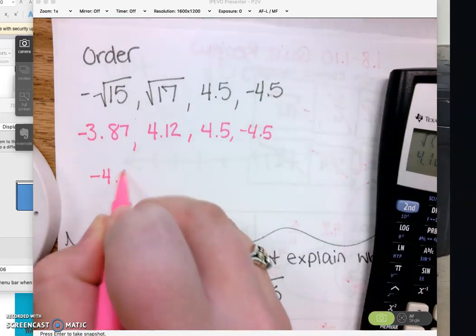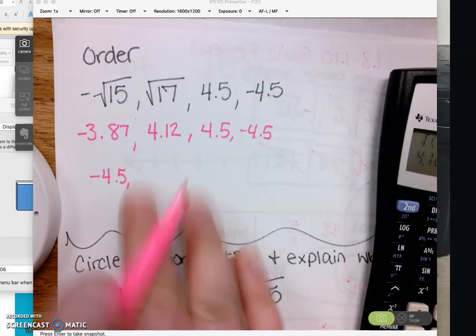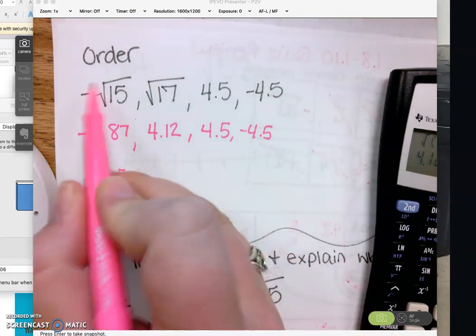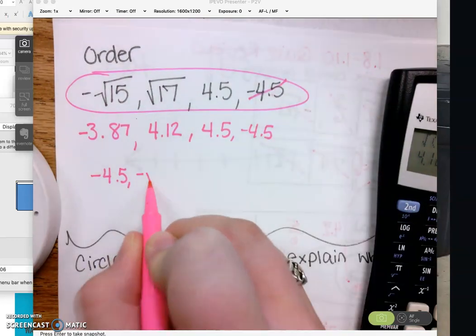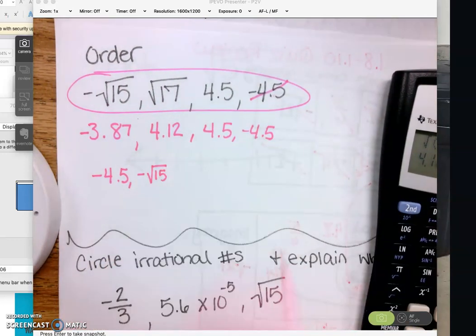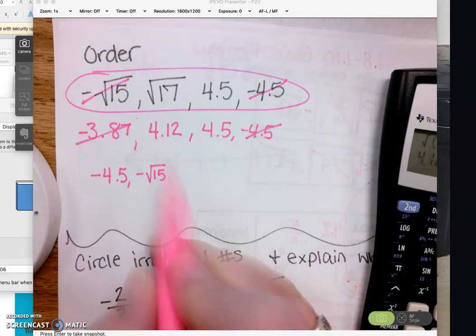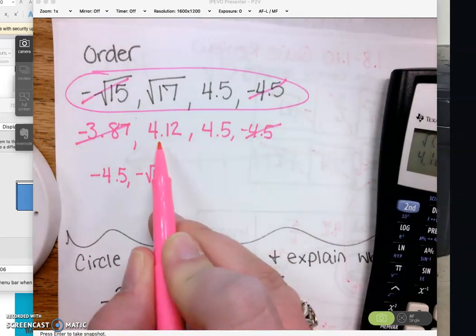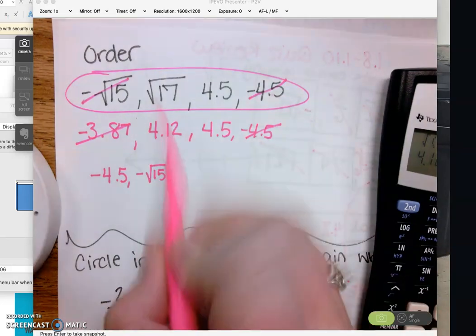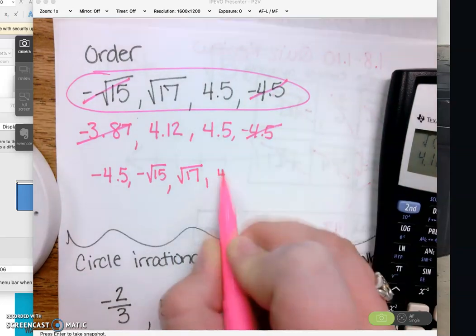So negative 4.5. Again, when you're writing them in order, you want to write the originals from up here. So negative 4.5 and then negative square root of 15, right? Because that's my two negatives. I like to cross them out to know. Then which one's bigger? Or smaller, sorry. I'm going least to greatest. 4.12, right? So that would be square root of 17 next, and then 4.5.